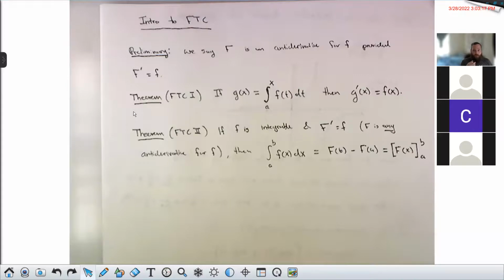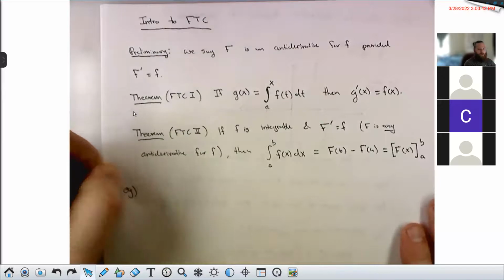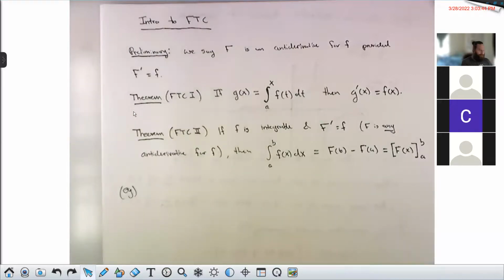The big deal, of course, is that this relates the operation of take derivative with the operation of find the area. So integrals and derivatives are in some very meaningful sense opposites of one another. And there will be a notation revolving on this thing called an indefinite integral that tries to make that more concrete. Now let me just give you a few quick examples of how we can use FTC1.